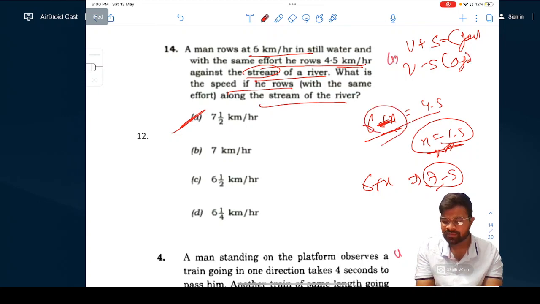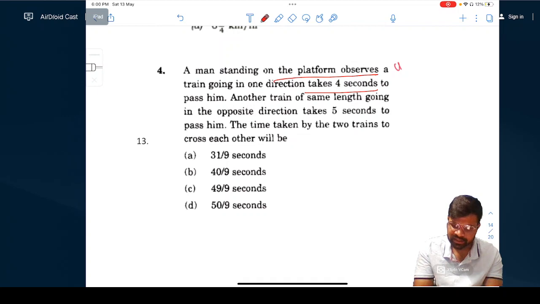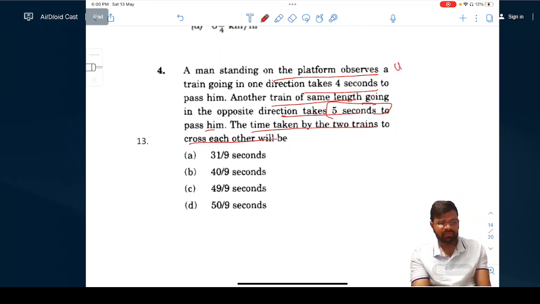So v minus s wale se x maan lo, to x ki value nikaal ke we can reach here. 13th question. A man standing on observed train going in one direction takes 4 seconds to pass him. Another train of the same length going in the opposite direction takes 5 seconds to pass him. The time taken by the two trains to cross each other will be.